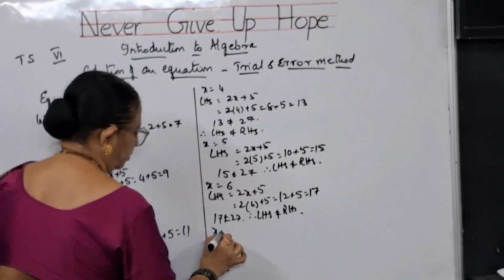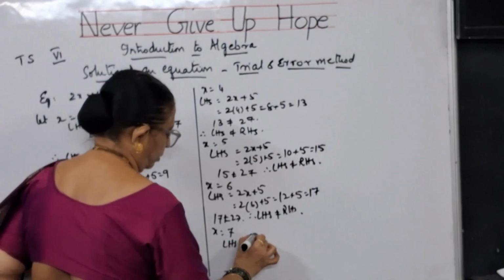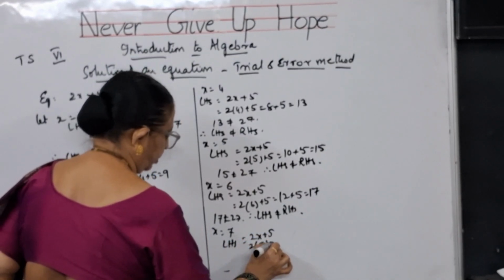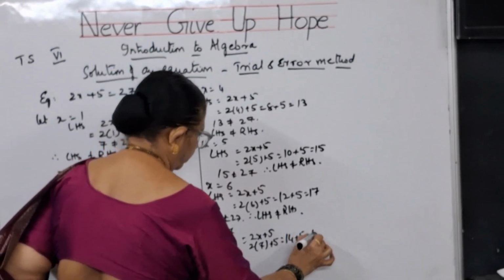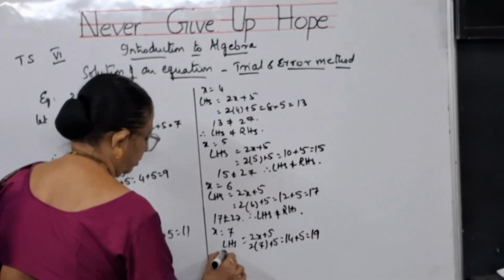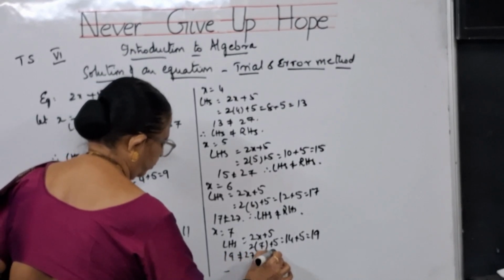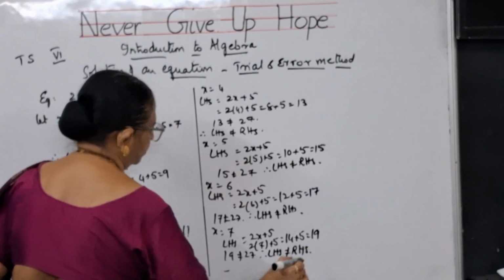Next, x is equal to 7. LHS is equal to 2x plus 5, that is 2 into 7 plus 5, 14 plus 5, 19. 19 is not equal to 27, therefore LHS is not equal to RHS.